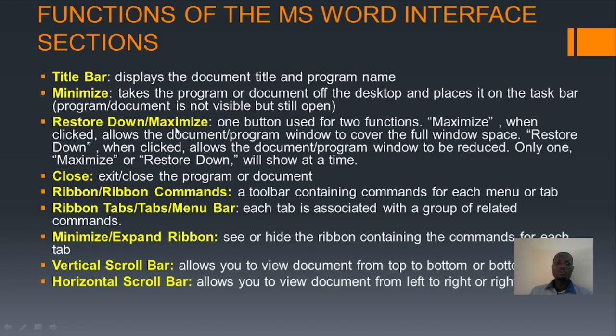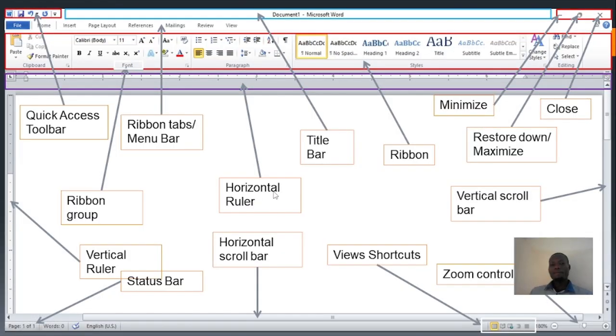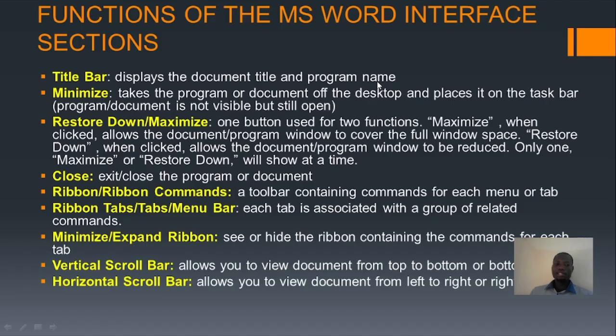We have the restore down, maximize. We have seen it here. This is the one: restore down, maximize. So this is the center button here on the top right. We are saying this one is used for two functions. Number one, you can maximize. When you click it, it allows the document or program window to cover the full window space. So it covers the full window space.